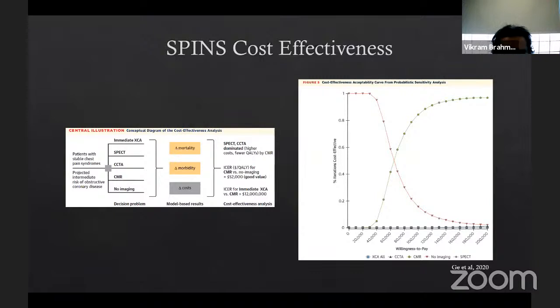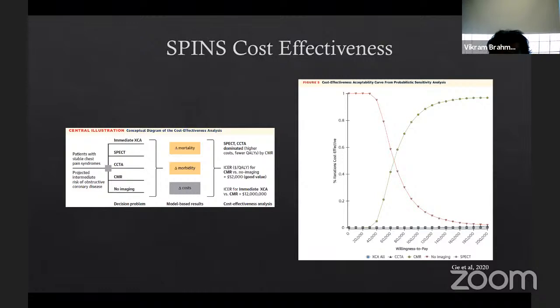And I think the largest value of SPINS, the real added value of this tremendous body of work, is that they provided the missing piece to the puzzle for the United States, and that is that stress MRI is cost effective. So they compared the incremental cost effectiveness of stress MRI as a first-line strategy against invasive angiography plus or minus FFR. They looked at SPECT, coronary CTA plus or minus CT FFR for intermediate lesions, and no imaging at all.